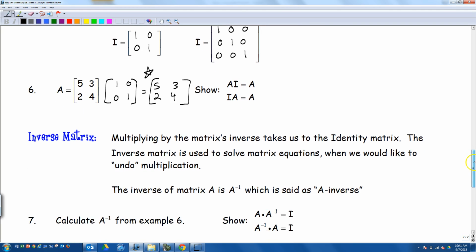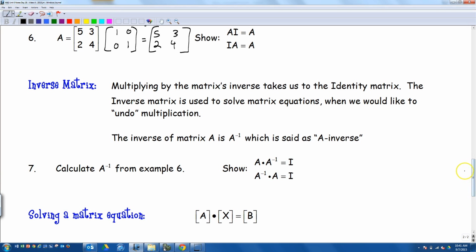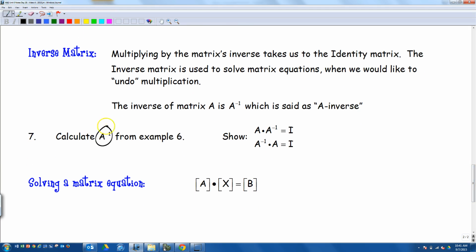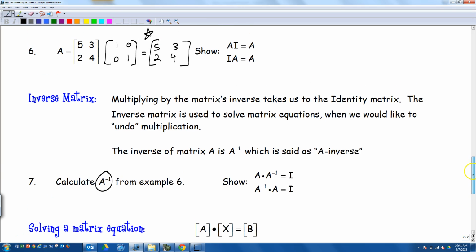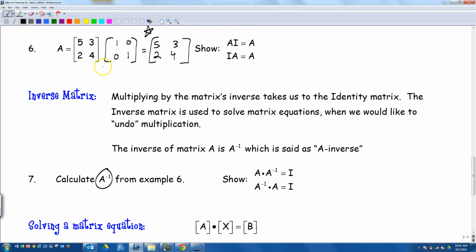Okay, for number 6, an inverse matrix takes us to the identity matrix. So it's the matrix that we will multiply our A by to get us to the identity. It says calculate A inverse from example 6. Now with inverses, we're going to do those on the calculator. So I'm going to enter 5, 3, 2, and 4 into my calculator now.